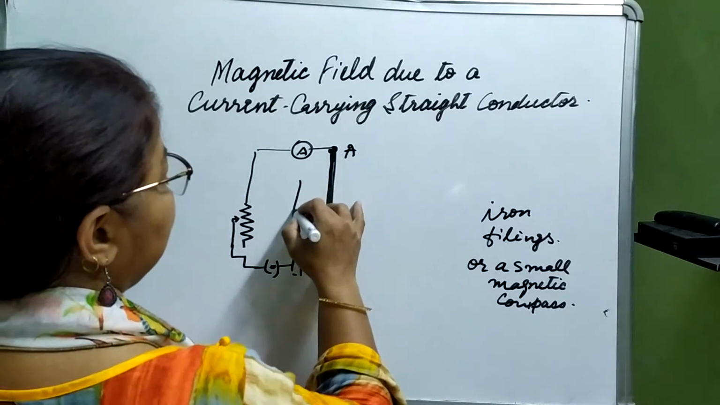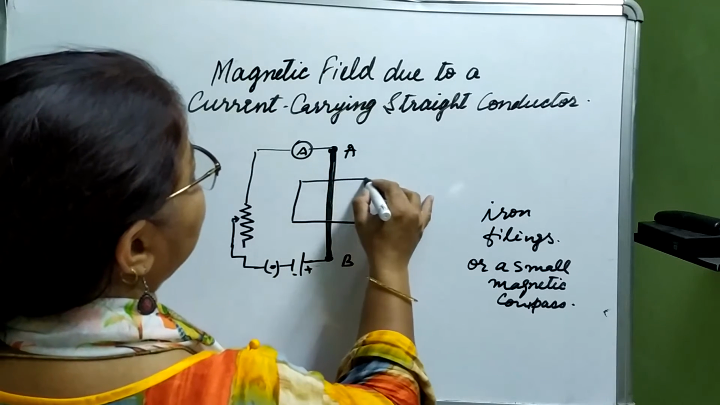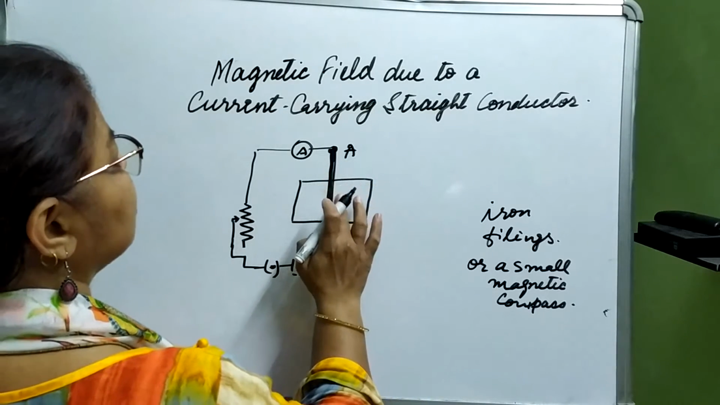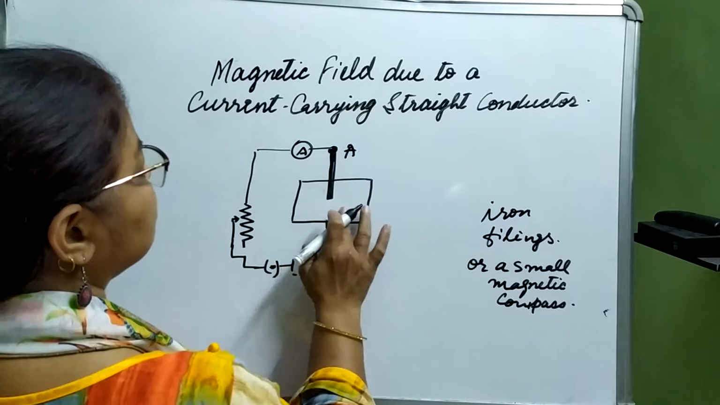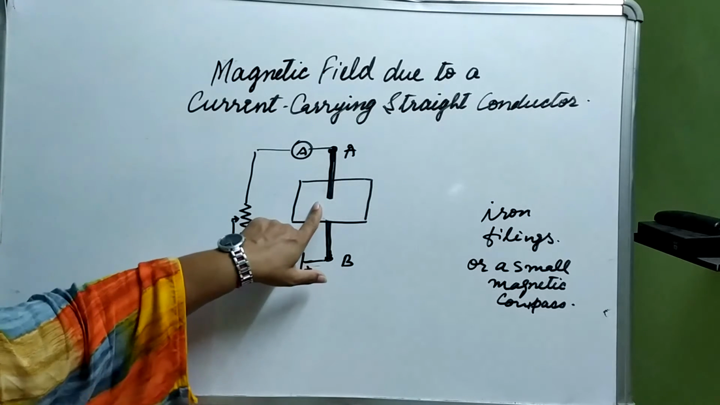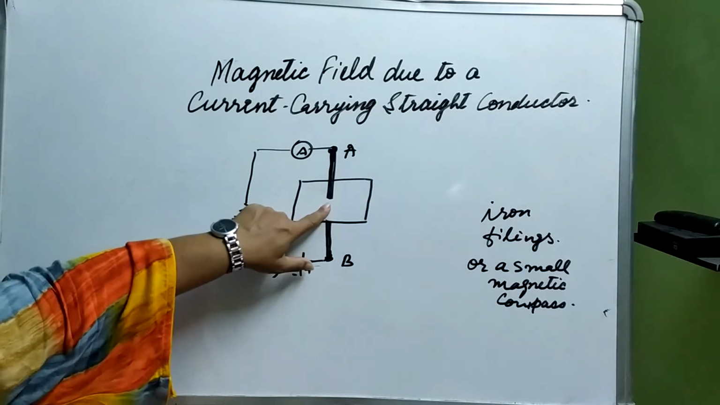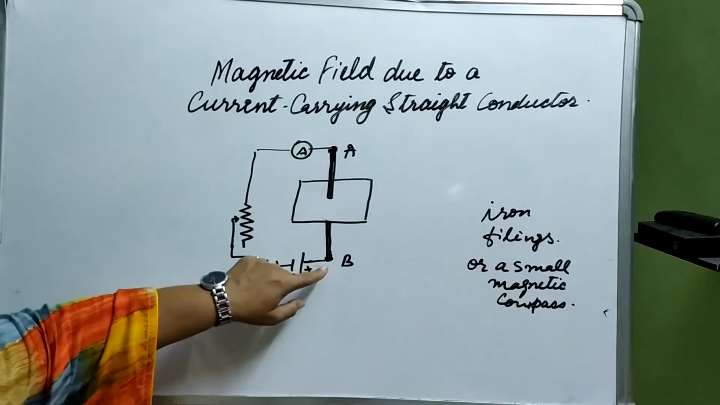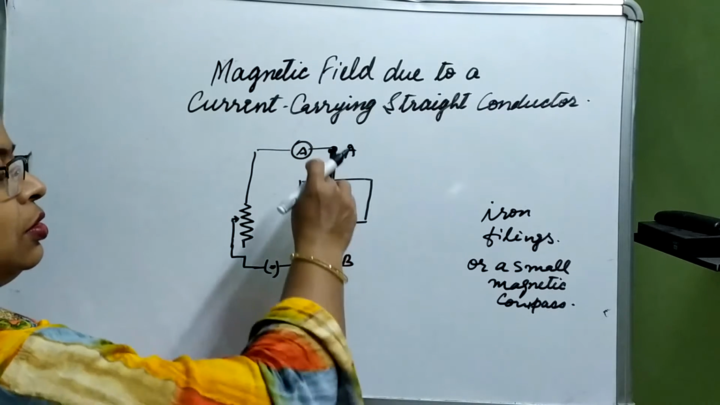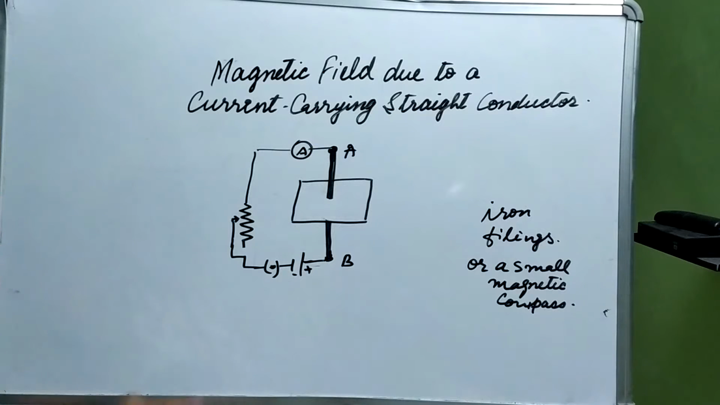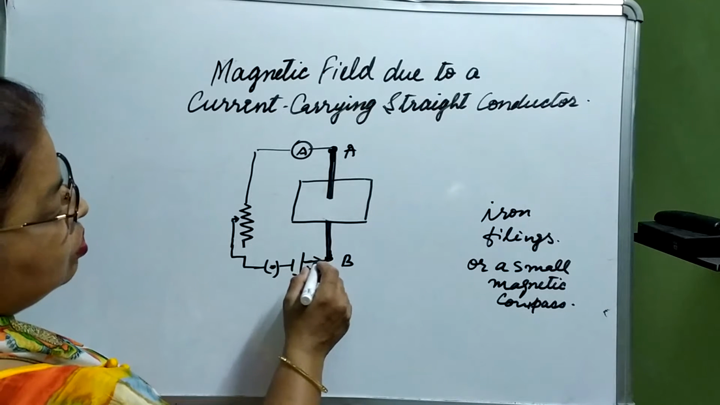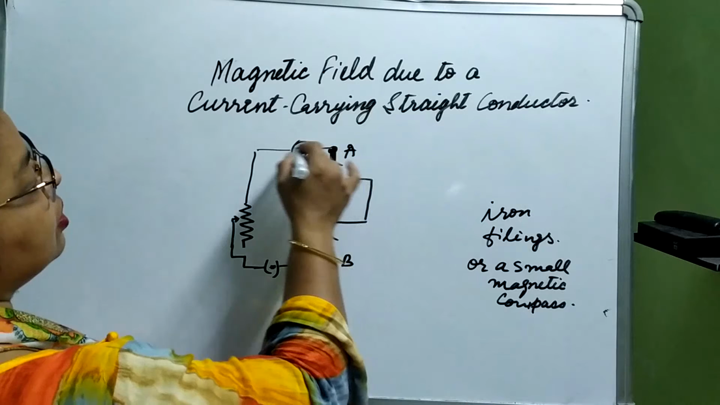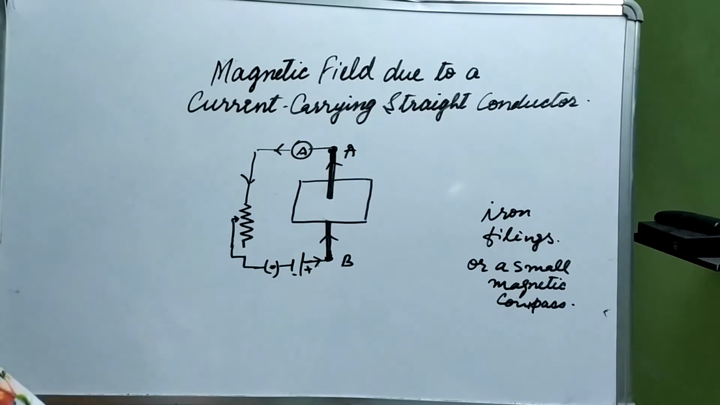So this is how we are going to make the setup, and we have to insert this conductor through a cardboard. This is a cardboard, and we have made a hole and inserted the conductor through the hole, and it is going the other way also. Now the current is flowing through the conductor. Because the battery is here, the current is flowing from B to A, like this.